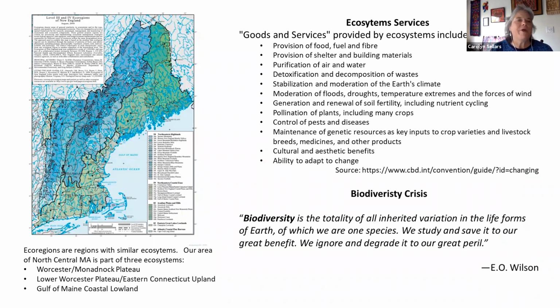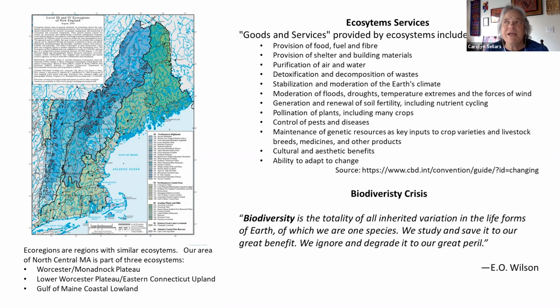All right, so again, I'll send you the link so you can look at this very pretty map, which is much more detailed. I just wanted to let you know that relating to ecosystems and biodiversity, there's something called ecoregions. Our ecoregion in this area is made up of three main areas: the Worcester-Monadnock Plateau region, which is that light blue color, and two areas of lower land, the Lower Worcester Plateau and the Gulf of Maine coastal zone. So these are the ecoregions that make up our area.